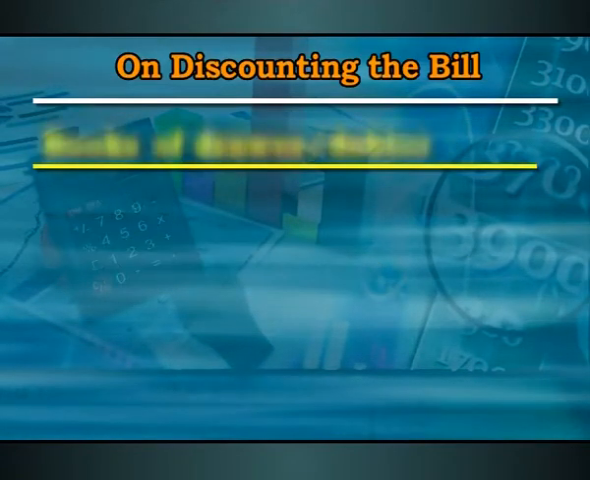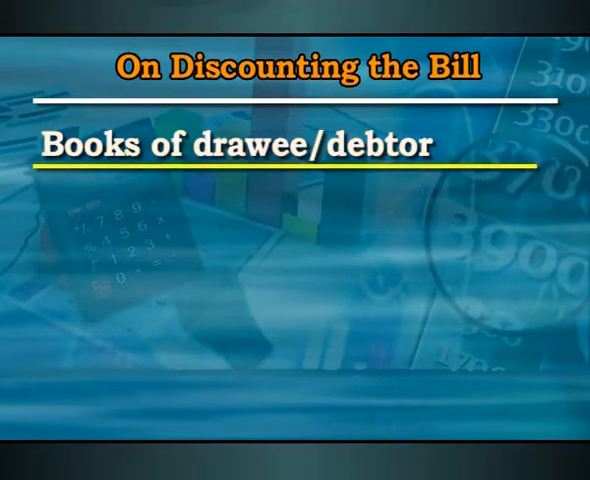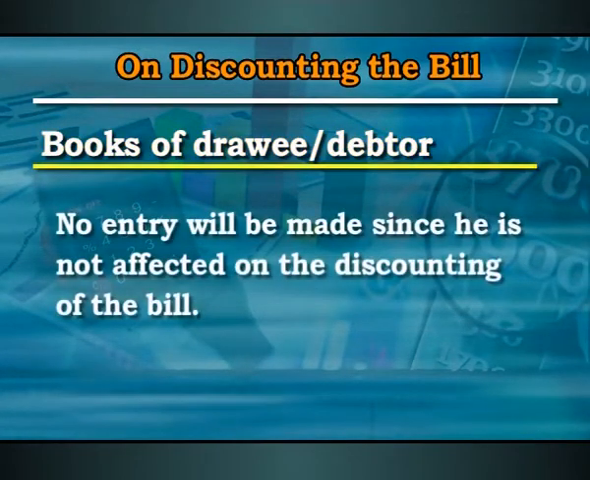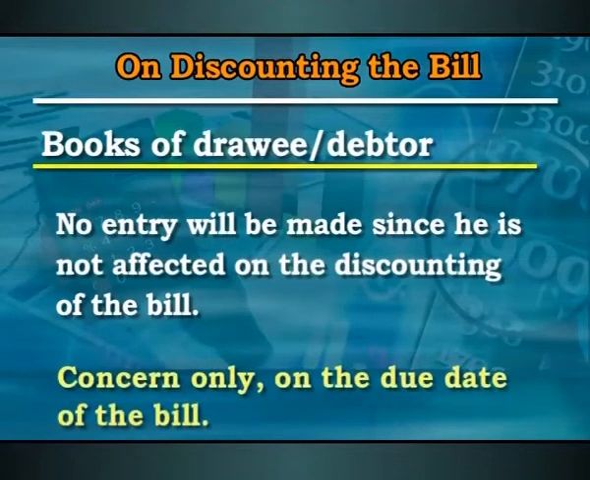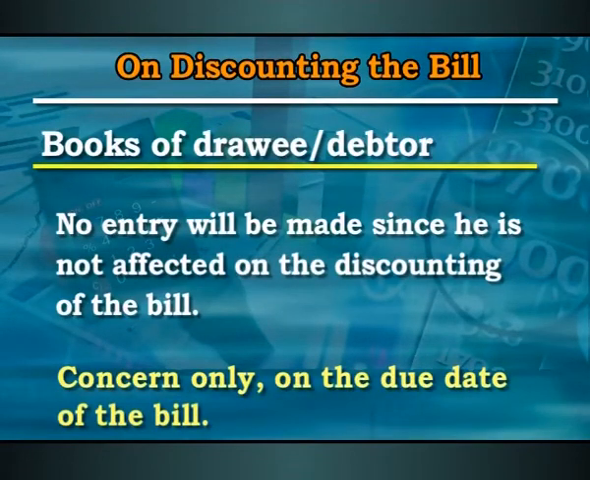That's right. As far as B, the drawee, is concerned, no entry is going to be passed in his book, because he is not concerned what A is going to do with that bill. Whether he is retaining the bill, whether he is sending the bill to the bank, whether he is tearing off the bill and throwing it in a dustbin, or putting a fire to it, he is not concerned. He is only concerned on the due date of the bill.